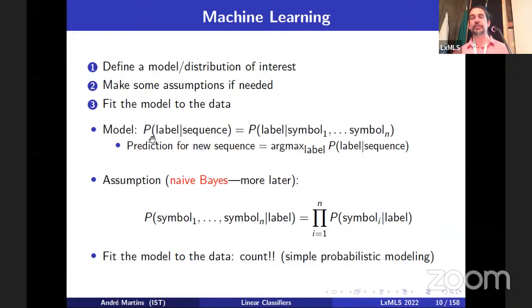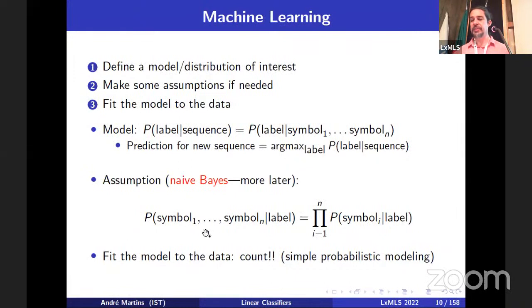We are modeling the probability of a label given a sequence, and the sequence is just a sequence of symbols. If you want to make a prediction for a new sequence, we pick the label among these two possibilities that maximizes the conditional probability of label given sequence. It seems very reasonable. Now, which assumption are we making here? The assumption I just mentioned, that the order of the symbols doesn't matter, and the reasoning we did when we counted how often each symbol occurs with each label, corresponds to something called the naive Bayes assumption, which I will come back to in this lecture.